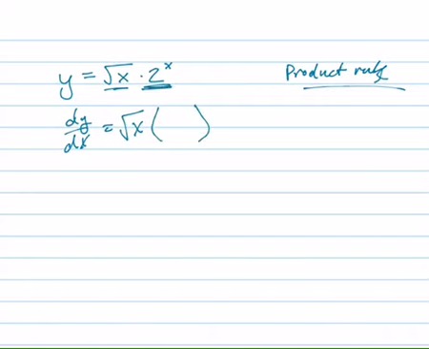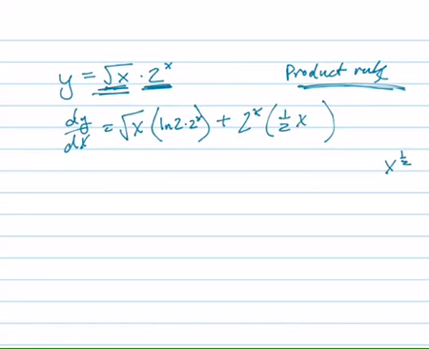So what's the derivative of 2 to the x? ln 2 times 2 to the x, plus, this is the product rule again, so this times the derivative of that plus the opposite: the derivative of 2x, which is the second thing, times the derivative of the first thing. And the derivative of x to the 1/2 power is 1/2 x to the negative 1/2 power. And then just simplify it.